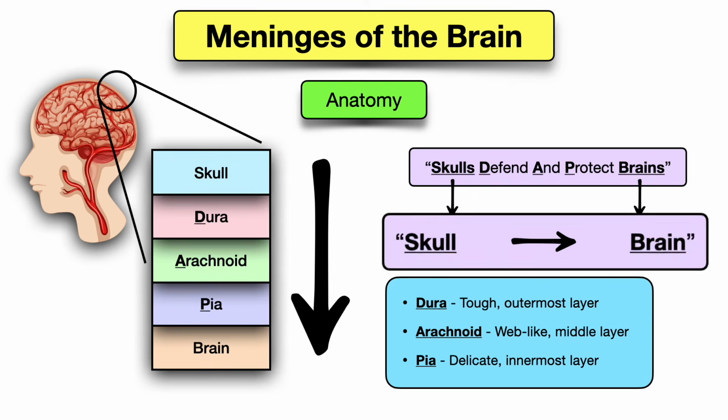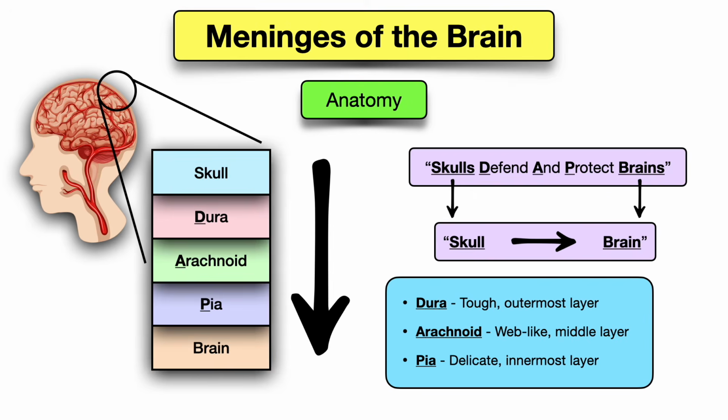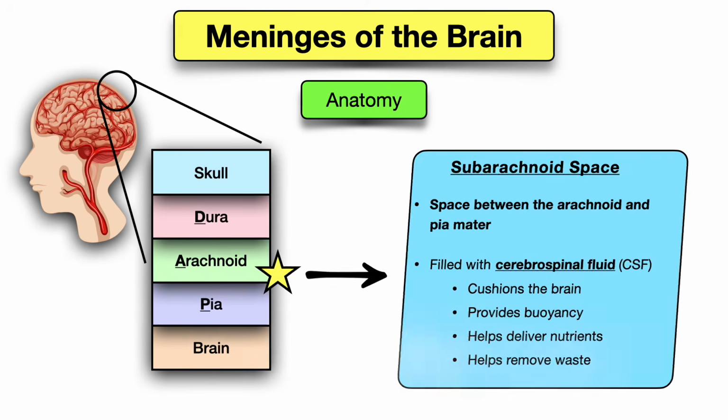So you can see the mnemonic starts with skull and ends with brain. So this will help you remember the layers of the meninges starting at the skull and ending at the brain. In other words, it's from outer to inner. This is important, so listen up.